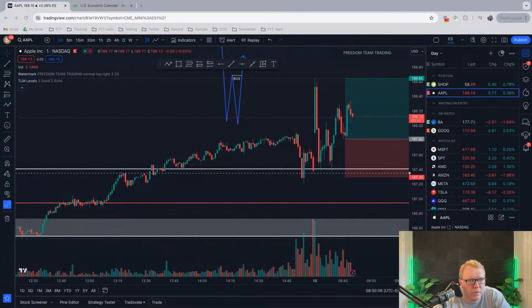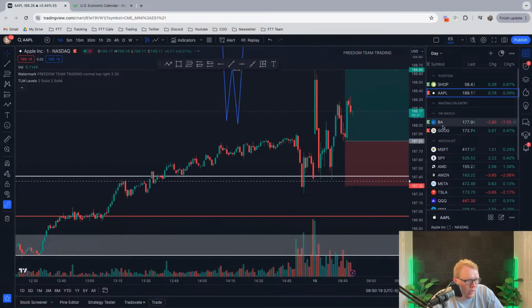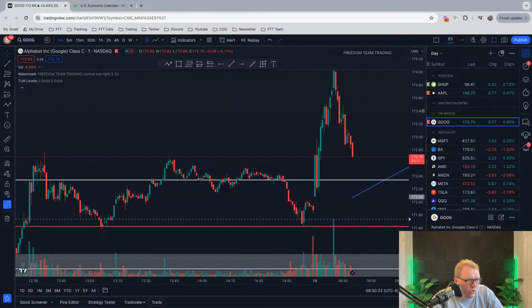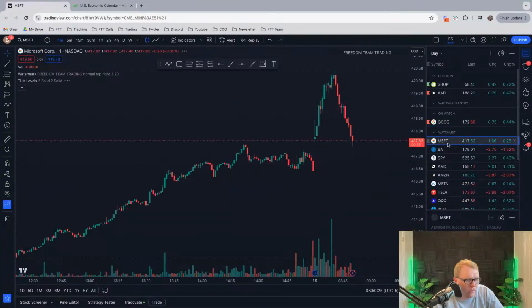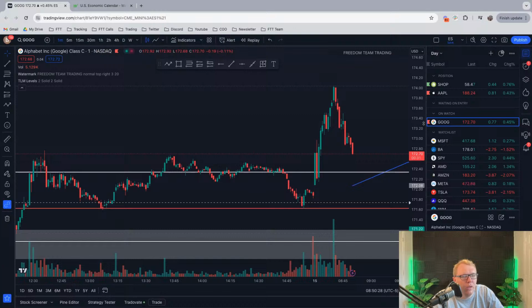So let's see what Apple can do here. Let's see what we can do here with Apple. Again, Shop looking iffy, but Boeing's going to be done, and Google's coming back down. So Google has potential, but probably not. But it does have some potential.